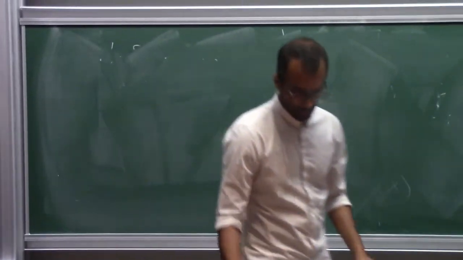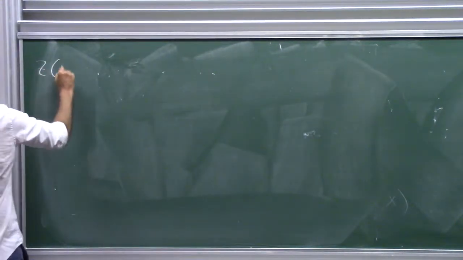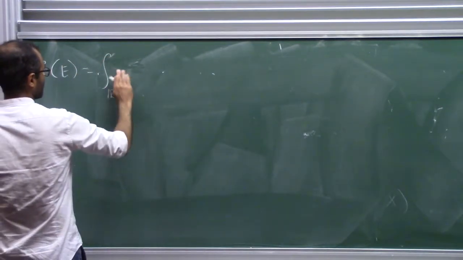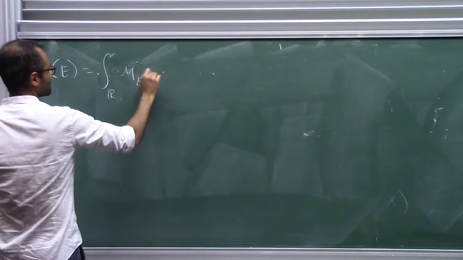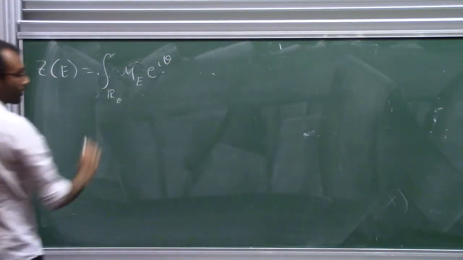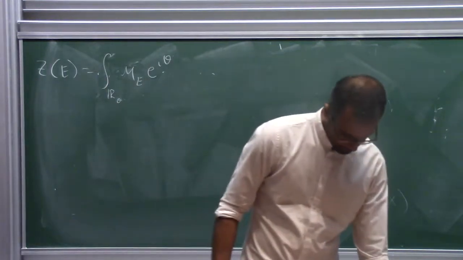Now you can recover the central charge and other invariants of an object from this measure. For example, you can write the central charge Z of E as the integral over R of mu sub E times e to the I theta. This real line has coordinate theta. So you can recover the central charge from this measure.